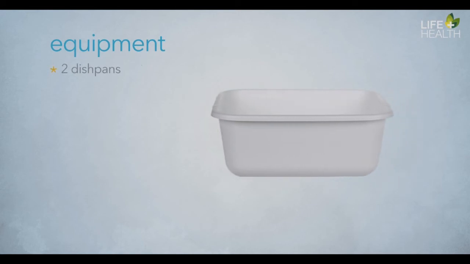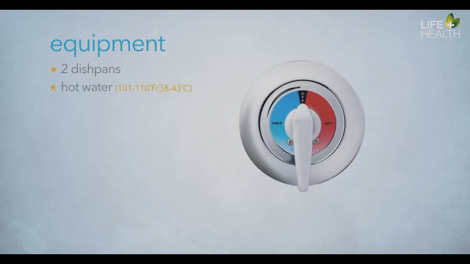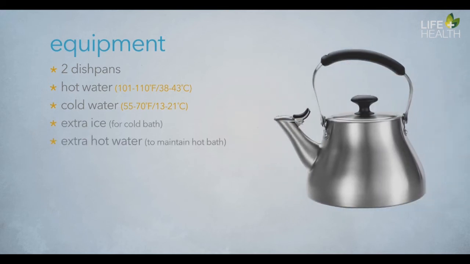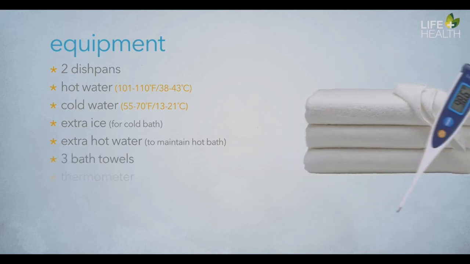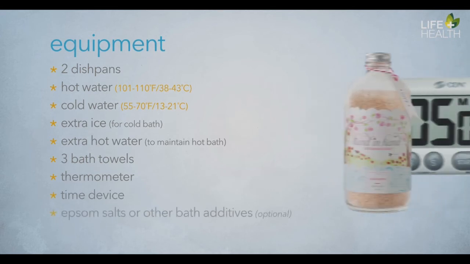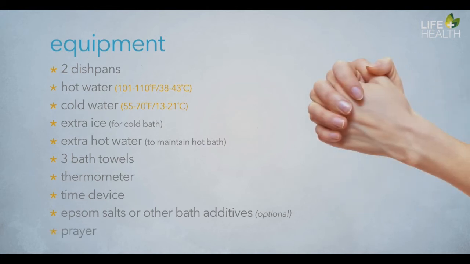Here's the equipment that you would need for the contrast foot bath. 2 dish pans or similar containers large enough to immerse the feet to the ankles. Hot water between 101 and 100 degrees Fahrenheit. Cold water between 55 and 70 degrees Fahrenheit. Extra ice for cold bath. Extra hot water to maintain the hot bath. 3 bath towels, a digital thermometer, a time device, Epsom salts or other bath additives could be optional. And prayer is important for these treatments to bring the person into the presence of the divine healer.